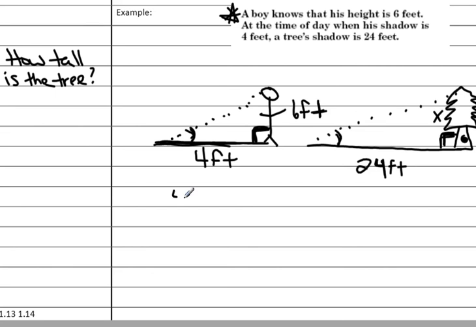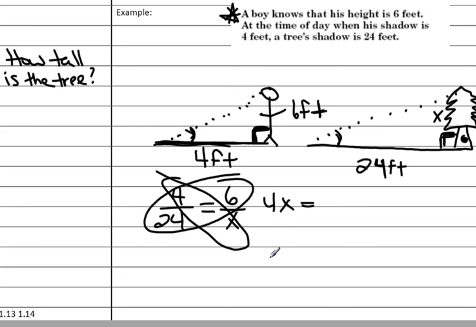So if we know that the boy's shadow is 4 foot, it's going to be compared to 24 foot of the tree's shadow. And that's going to equal the boy's height over the tree's height because they're going to be proportionate. So we cross multiply and we get 4x equals 6 times 24, which equals 144. And then we would divide both sides by 4. So we get that the x is 36. And remember, this answer represents the height of the tree.